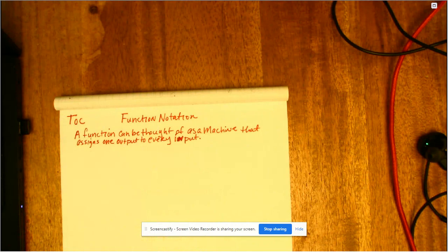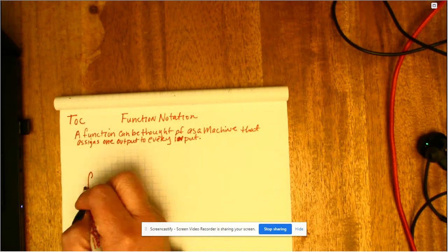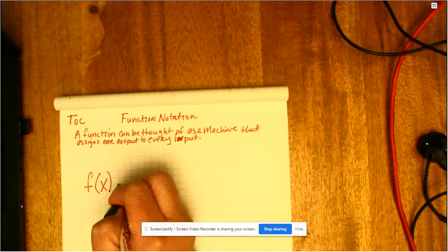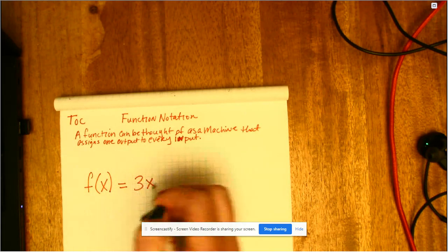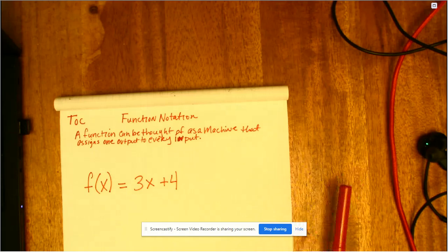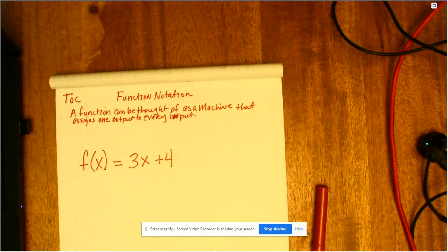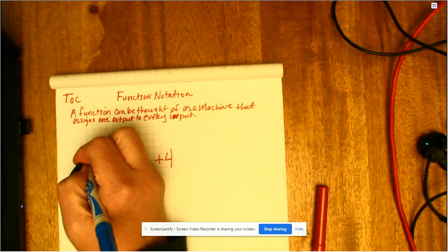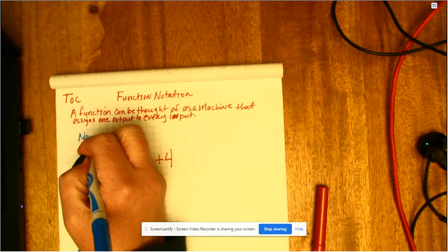So what does function notation look like? So f of x equals 3x plus 4. This is an example of function notation. Now, obviously, these can change with the function. So it doesn't have to be the letter f. It can be the letter a, the letter g, the letter m. So this first letter, we call that the name of the function.